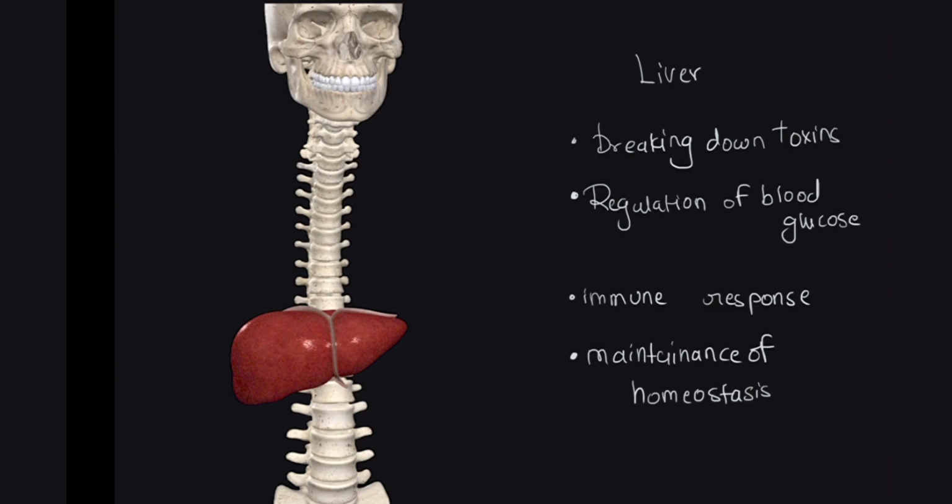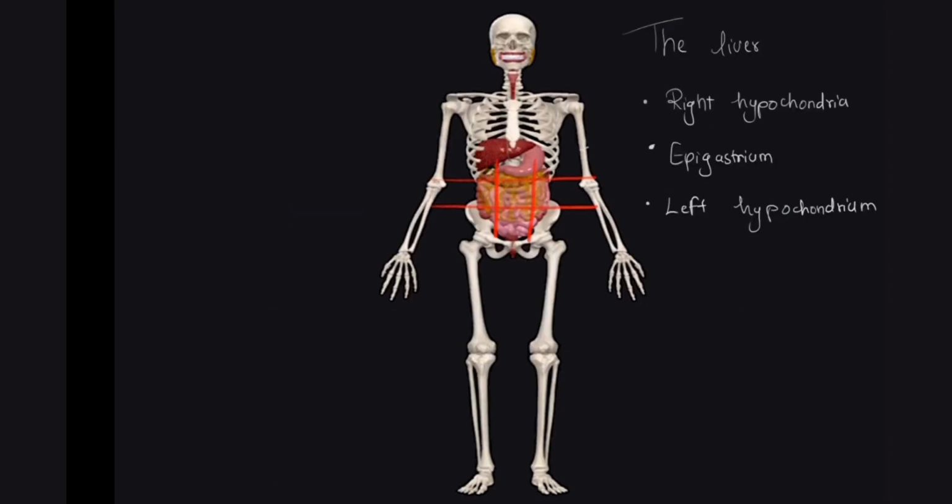So let us see where the liver is located. The location of the liver is mostly in the upper region of the abdominal quadrants. So we know for a fact that there are four abdominal quadrants, and it is mostly located in the right hypochondrium right there, and it goes all the way into the epigastric region and extends into the left hypochondrium. So those are the main regions where it is found.